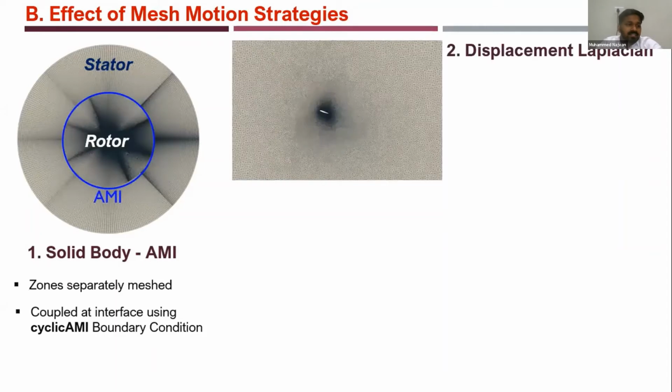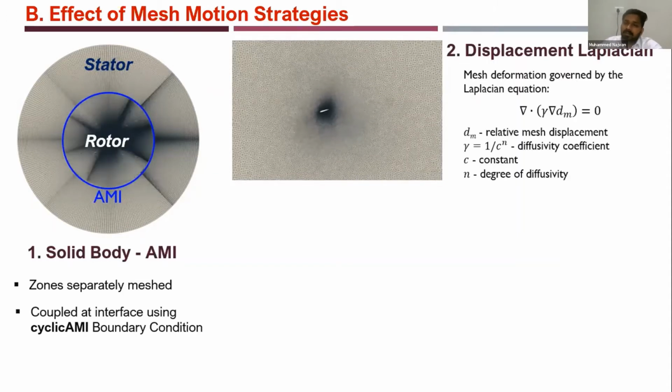The next one is the displacement Laplacian method. Here we have only one single cell zone. We don't have two separate zones. And here the mesh deformation, or the mesh interpolation, or the mesh morphing is happening throughout the domain. And the deformation is controlled by a governing Laplacian equation. And here we can change the degree of diffusivity for our requirement, like the extent of deformation we need.